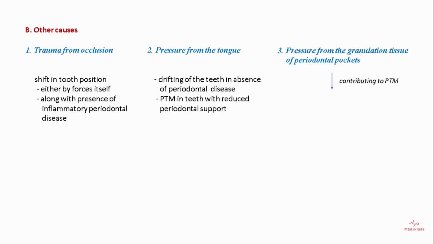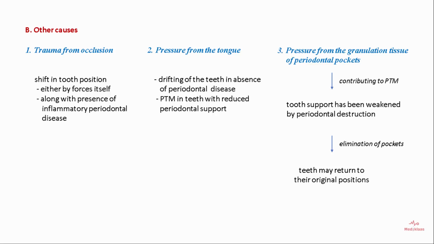Pressure from the granulation tissue of a periodontal pocket can be a contributing factor to pathologic tooth migration. The presence of a periodontal pocket results in weakening of tooth support, which is caused by periodontal destruction. However, elimination of these pockets can cause the teeth to return to their original positions.